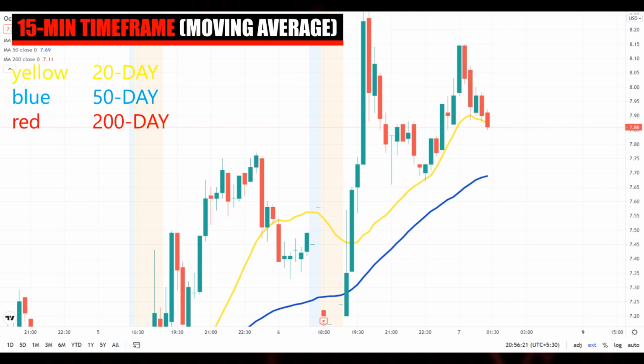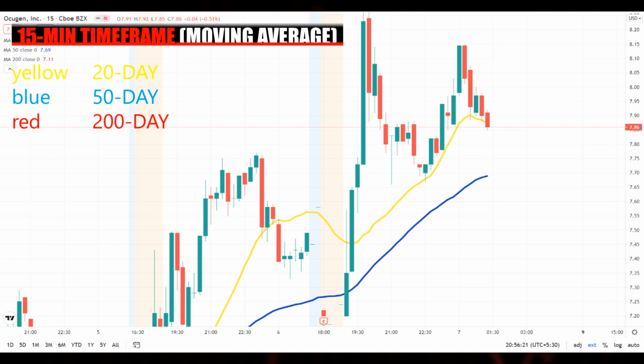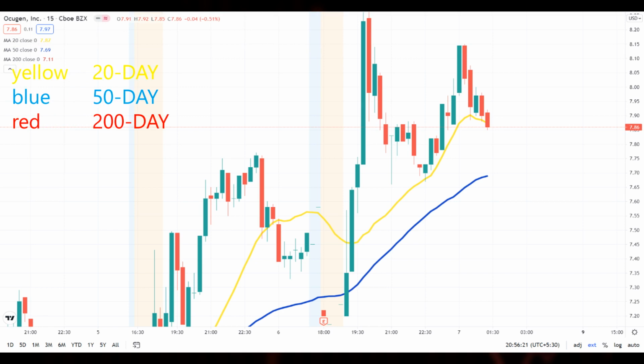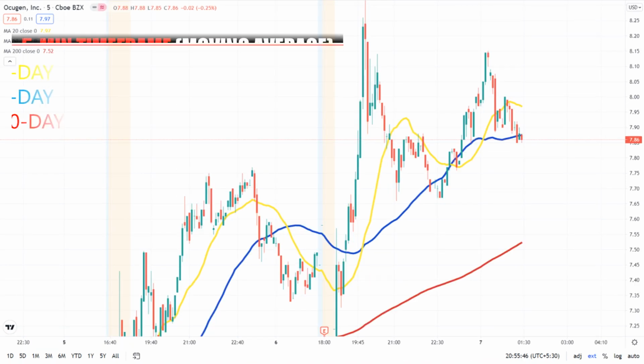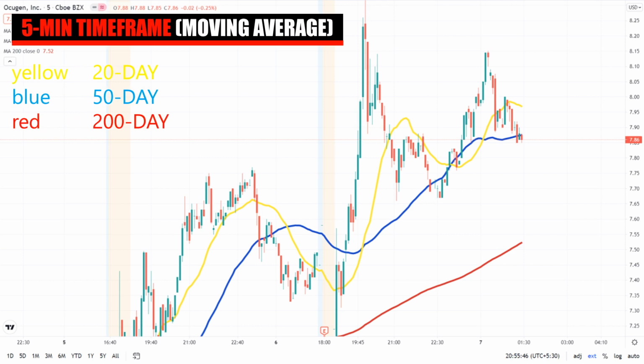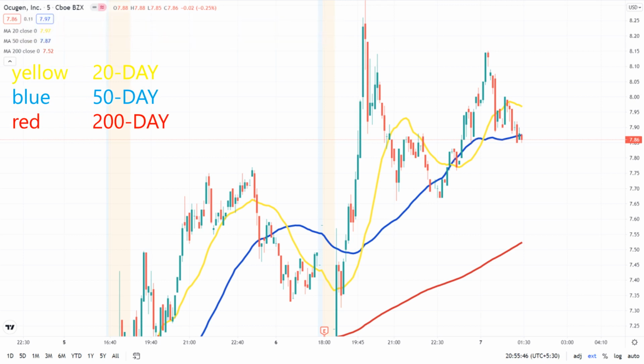In this 15-minute moving average chart, we can see that the stock is trading above the 50-day and 200-day moving average, but it currently went below the 20-day moving average, which indicates that the stock is currently having bearish sentiment. There is also a chance that the stock might take a 50-day moving average as a support line. Here in the 5-minute moving average, the stock is trading below the 20-day and 50-day moving average line, and this signifies that the stock is in a bearish sentiment and will keep going down till the next support, so price action trading would be the suitable strategy here.